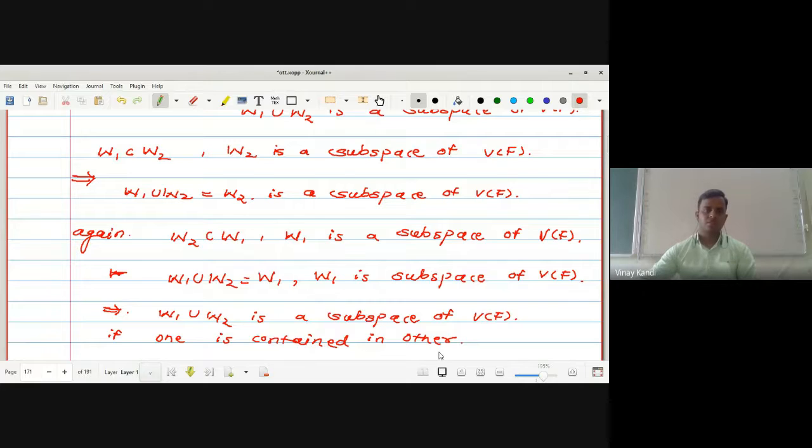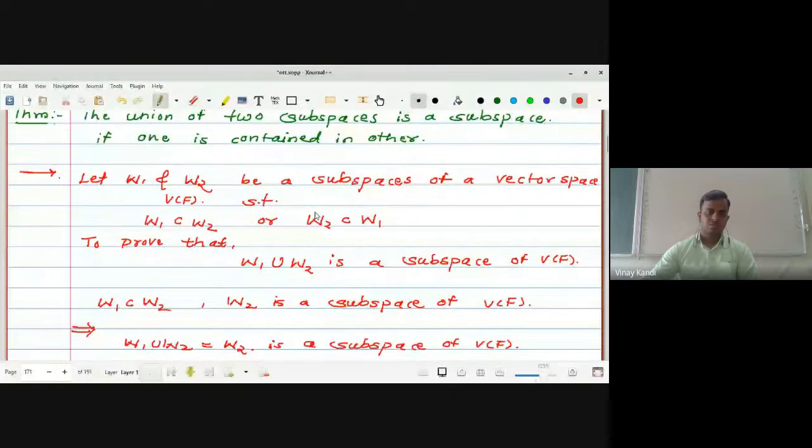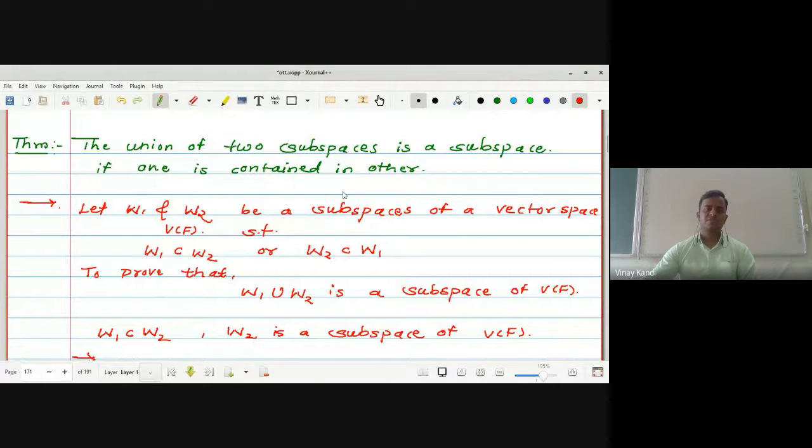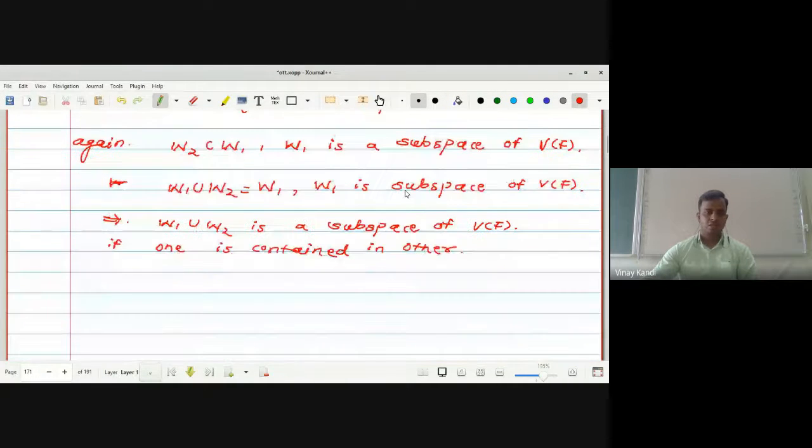Any doubt up to here? Okay, so the union of two subspaces is a subspace if one is contained in the other. Now we have to prove the converse part. What is the converse statement?